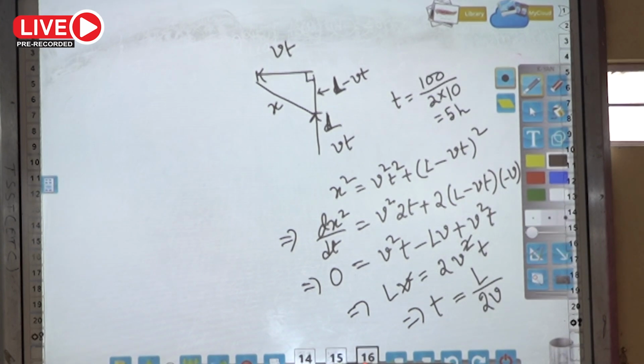How that root 2 is coming? Time after which the distance between them becomes shortest, x square.